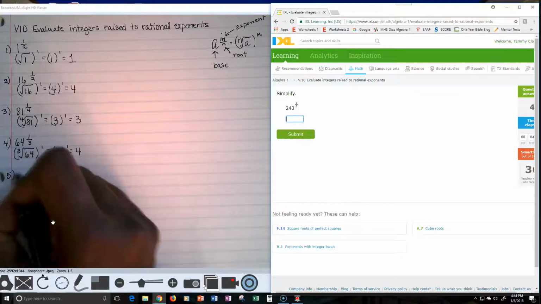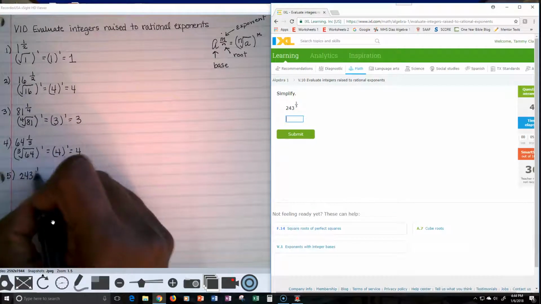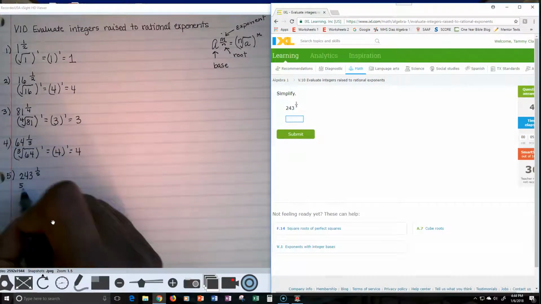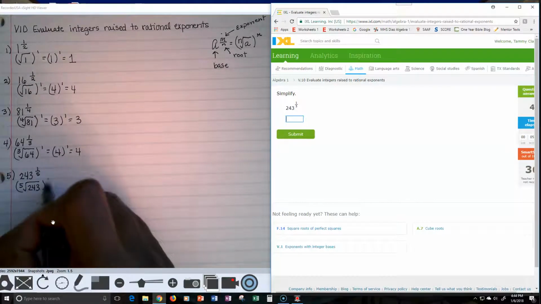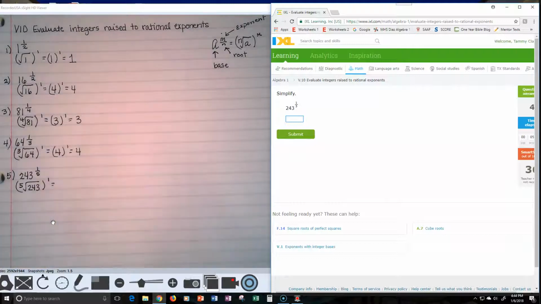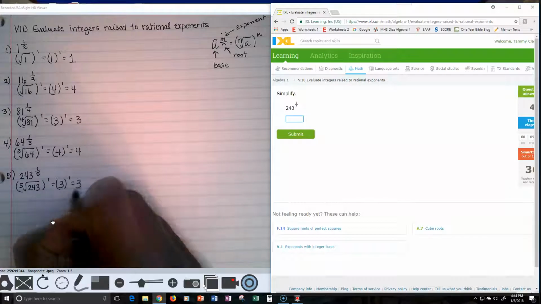Number 5, we've got 243 to the 1/5 power. So I'm going to take the 5th root of 243. And I take that result and raise it to the first power. Well, let's see. I know it's not going to be 2 because all of those would be even. And then when we did 3 to the 4th power, that was 81. And 81 times 3 is 243. So this answer would be 3 to the first power, which is 3.